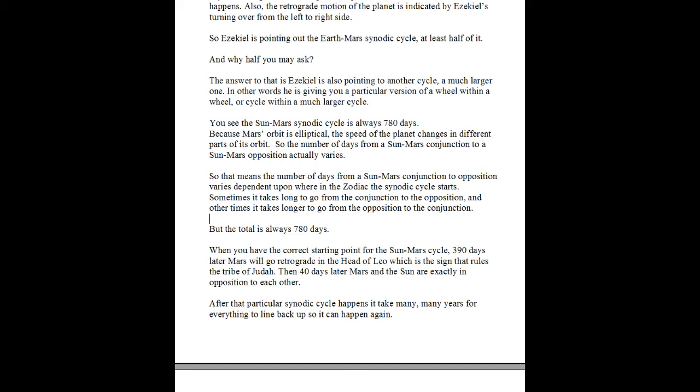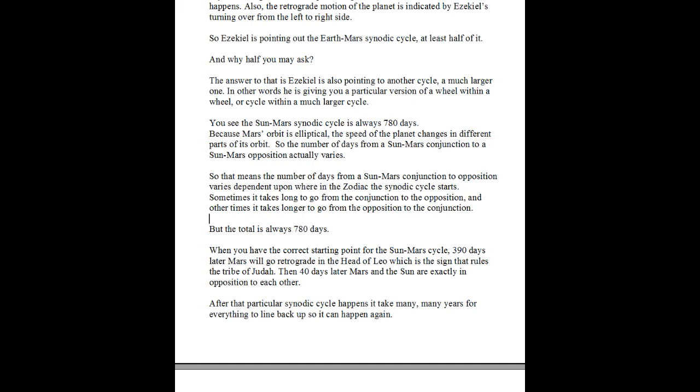After that particular synodic cycle happens, it takes many, many years for everything to line back up for that cycle to happen again, where the Sun and Mars are conjunct in the latter part of Scorpio, and 390 days later, Mars will go retrograde in the head of Leo, which is actually in the later part of the constellation of Cancer. So if you look this up in an ephemeris, don't let it confuse you. Actually pay attention to where the actual constellations are. Then, of course, 40 days after it turns station to go retrograde, Mars and the Sun are in exact opposition to each other.